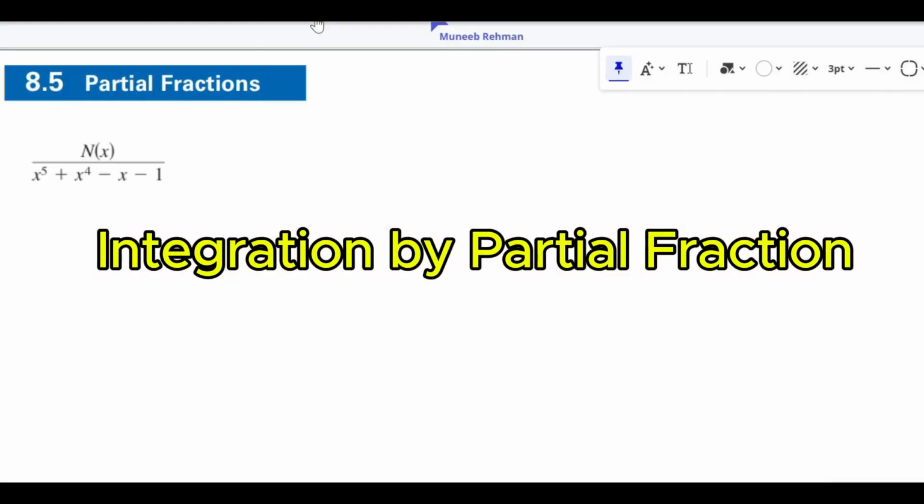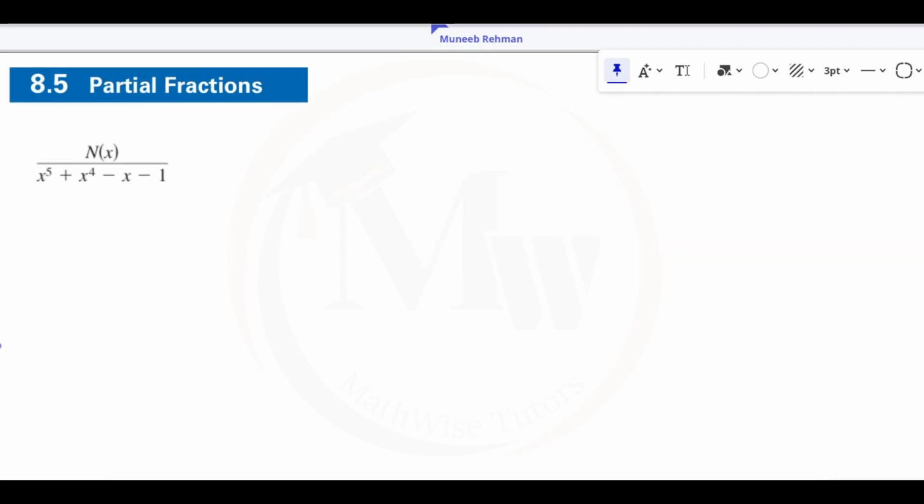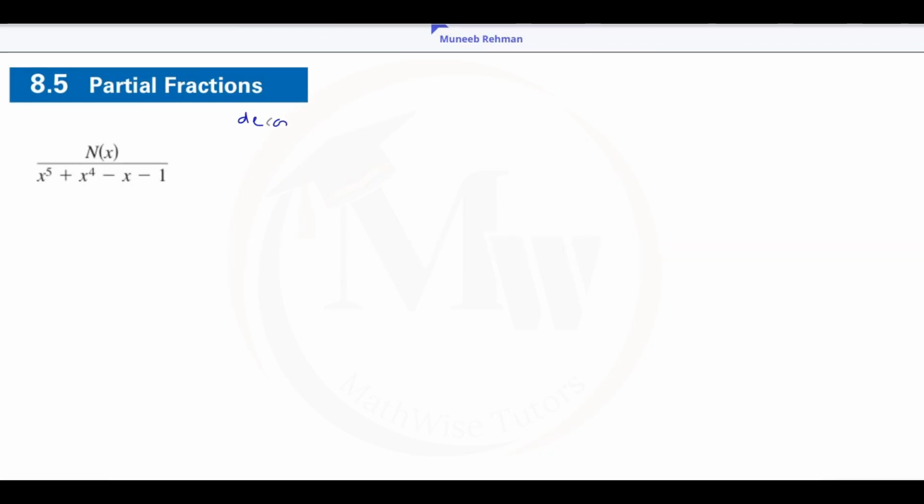Hello students, this lecture is about integration by partial fraction. First of all, we need to learn what partial fraction is. Partial fraction is the decomposition of a fraction. So if we have a big fraction, we decompose it into simpler fractions so that we can easily apply the integration. The main task is only to apply the integration, right?